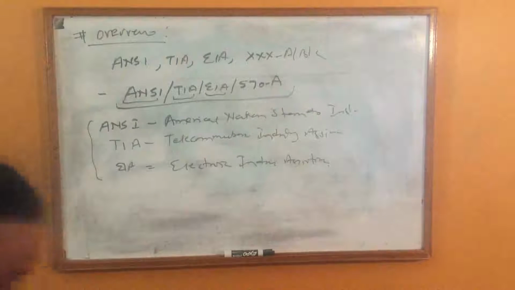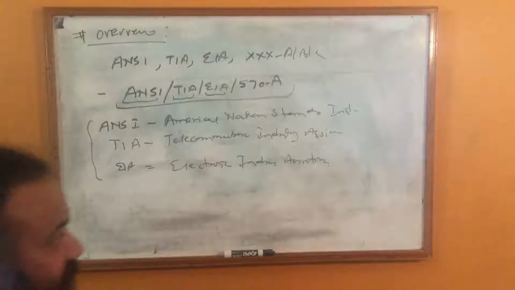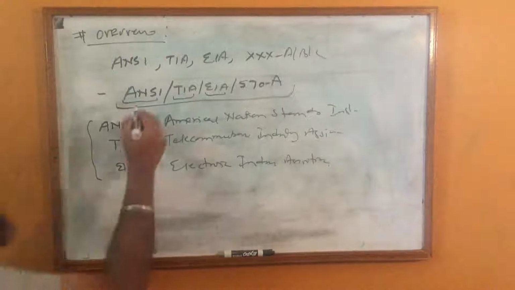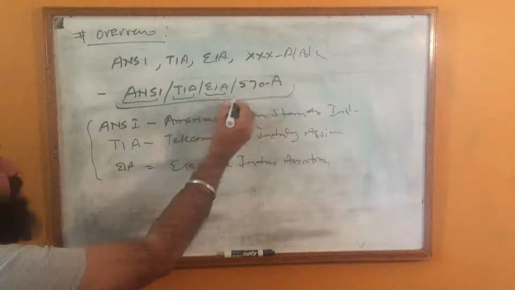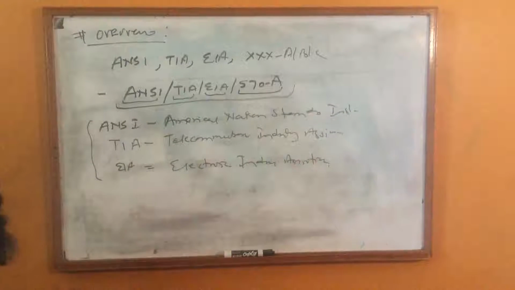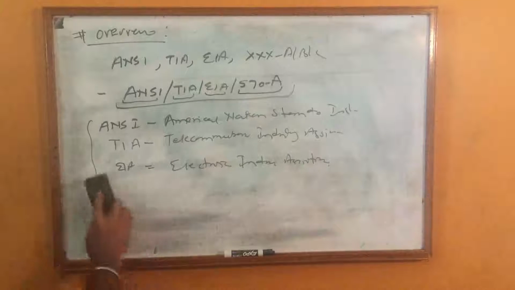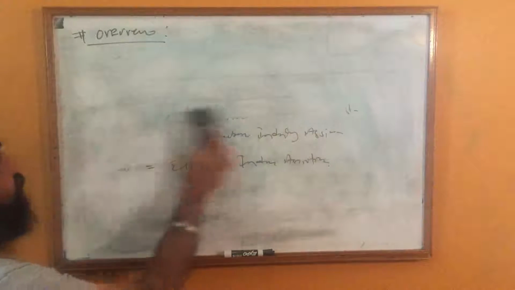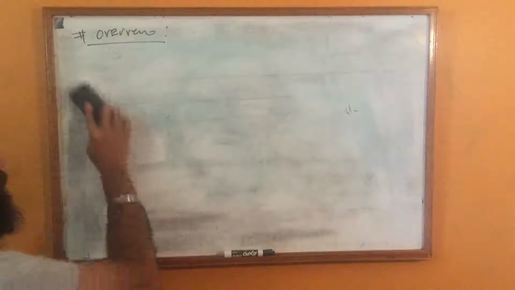The cabling standards are called 570A standards. That's why we are calling it ANSI/TIA/EIA 570A. Do you need to remember all of that? Maybe not, but just remember that all of the cabling standards come under 570A. So this was just a small tinker for the overview.